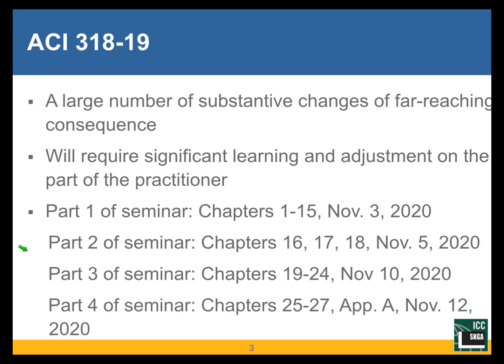This slide you have also seen twice already: a large number of substantive changes, and I always stress many of them are of far-reaching consequence. That is very important, and the substantive nature of the changes and the number of changes will require significant learning and adjustment on the part of the practitioner.